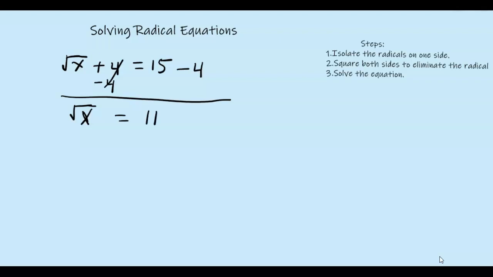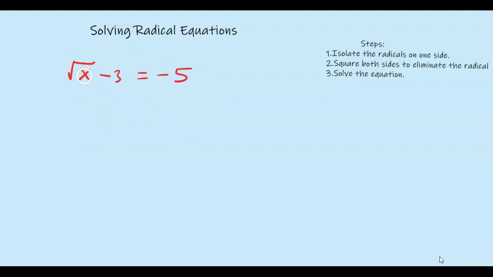So here we take the second step, we say square both sides. So we're going to square to remove the radical. So we will square here, and we will repeat the same thing on the right hand side. When we square, it gets rid of the radical. So it gives us the x here. And then here we get 121, and we are done.